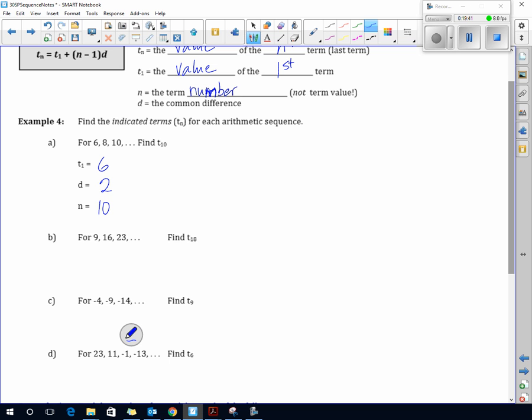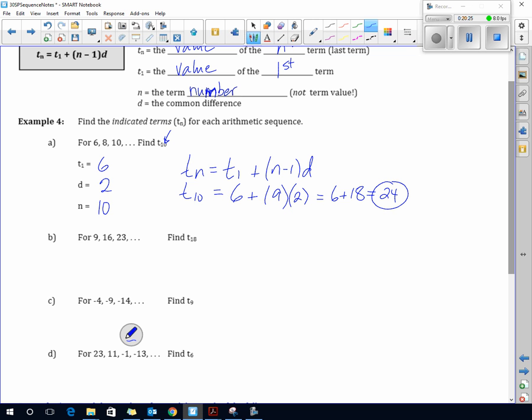Tn equals T1 plus n minus 1 times d. So I'm just subbing it in. So I'm finding T10, the 10th term number. That's what I'm trying to find. Equals term 1, which is 6, plus, what's n minus 1? 9, or do I need to write 10 minus 1? I think we're good. 9, and what's d? 2. So, 6 plus 18, use your order of operations, 24. Does everybody see term 10 is 24? Do you see how to do this? It's just a formula. Go, do the rest.